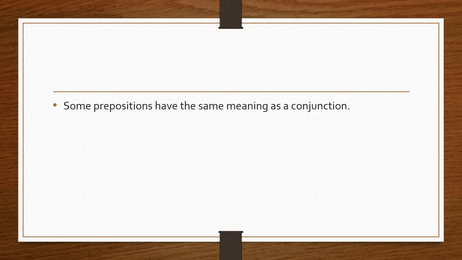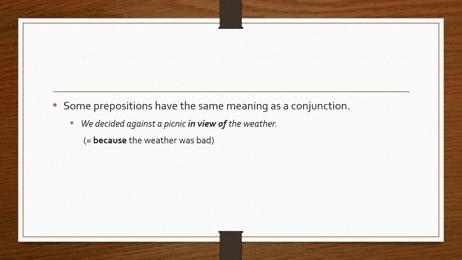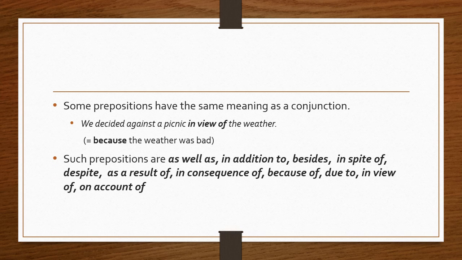Some prepositions have the same meaning as a conjunction. We decided against a picnic in view of the weather, where in view of could mean because the weather was bad. So if you use because, which is a conjunction, we have the same meaning, or if you use in view of, which has the same meaning as a conjunction. Such prepositions are as well as, in addition to, besides, in spite of, despite, as a result of, in consequence of, because of, due to, in view of, or on account of.